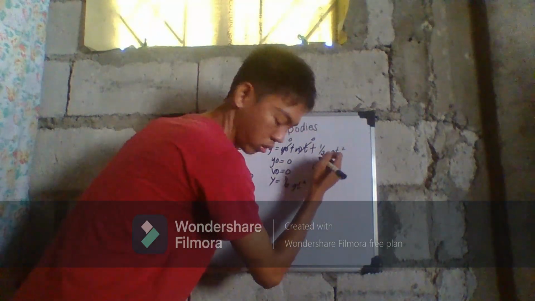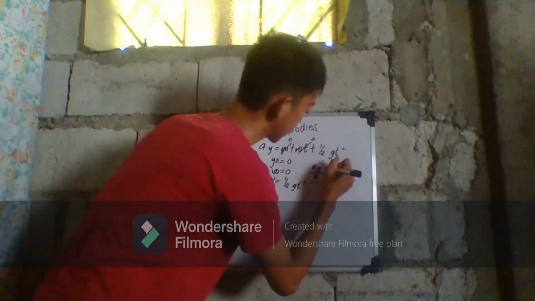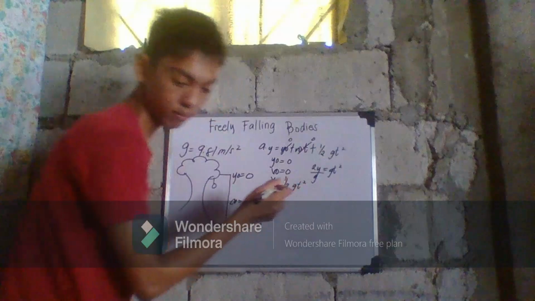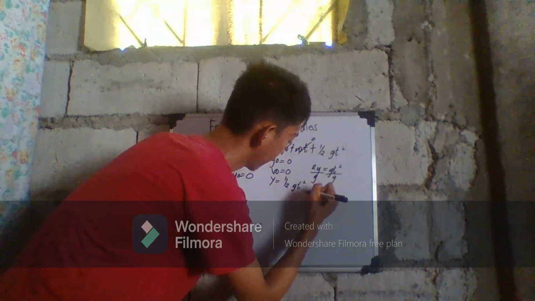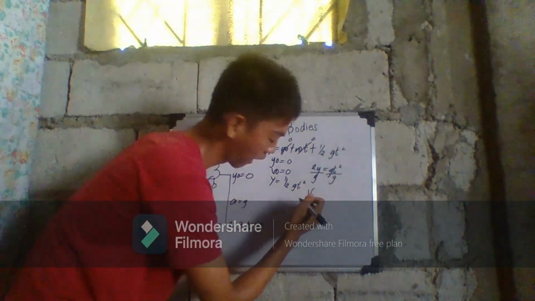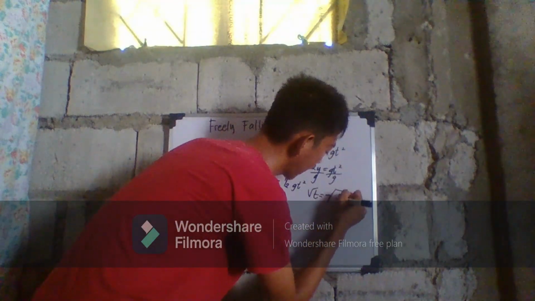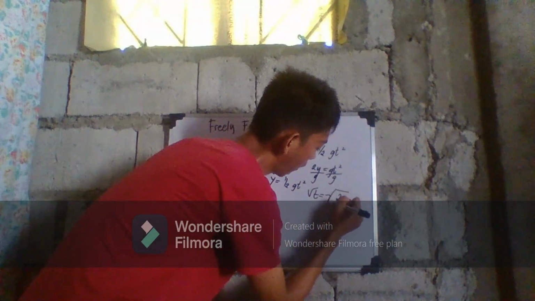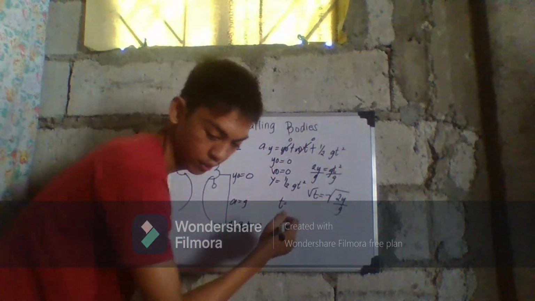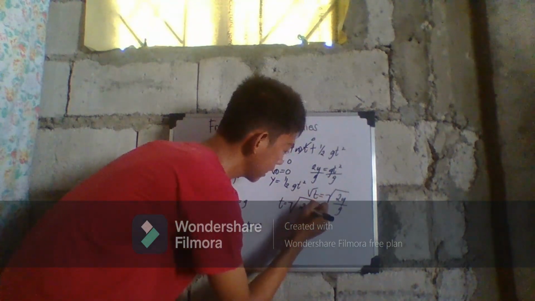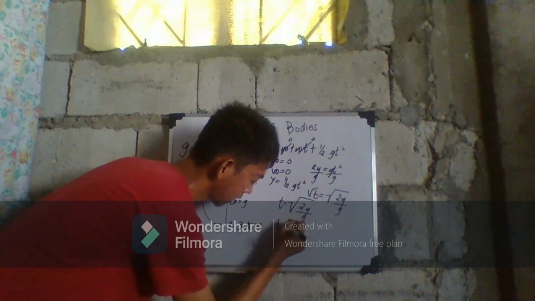So, 2y over g equals gt squared all over g. Then, taking the square root, the square root of t squared equals the square root of 2y all over g. Then t is equal to the square root of 2y all over g.